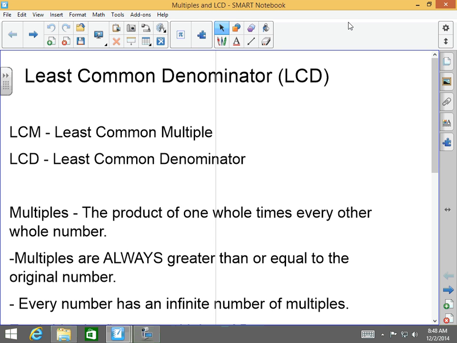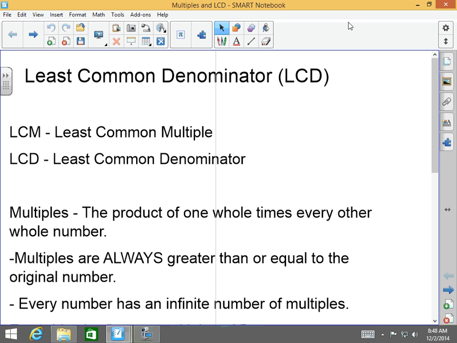So LCM stands for least common multiple. LCD is the same exact thing except it's the least common denominator. Okay? So when you're looking for the LCD, you're looking at the denominators and you're finding the least common multiple of the denominator. That's why it's called the least common denominator.